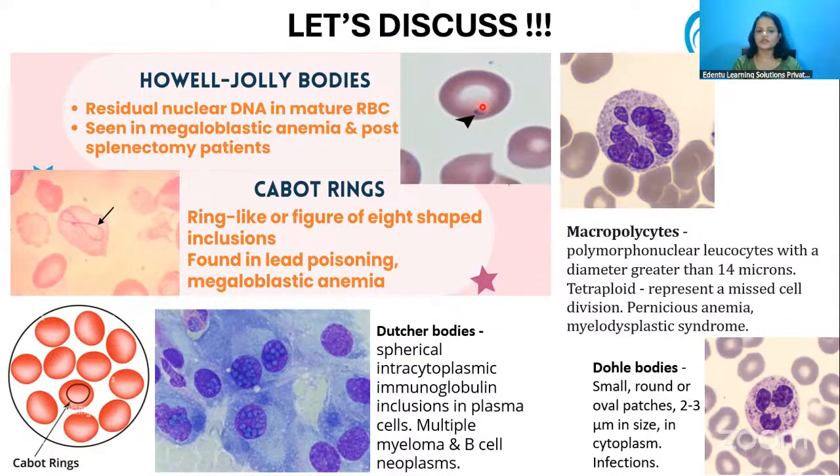Then let's have a look at what these Cabot rings are. Cabot rings means 8-shaped rings or ring-like structures that you see as inclusion bodies in the RBCs. They are called Cabot rings. This also you'll be seeing in megaloblastic anemia and in case of lead poisoning.